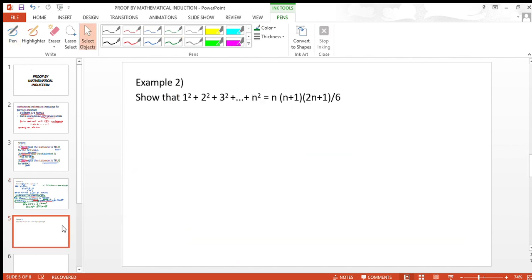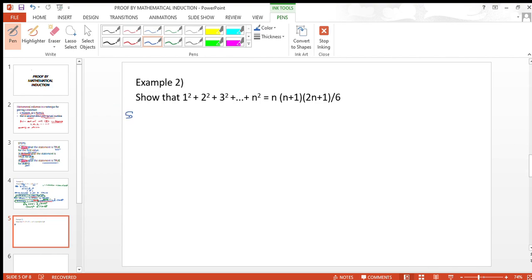Let's go to a second example. Again, this problem is in your module, one of the problems in the module. So we have to prove that 1 squared plus 2 squared plus 3 squared and so on until n squared is equal to n times n plus 1 times 2n plus 1, everything divided by 6, excuse me. n is any natural number. So this must be true for all natural numbers.